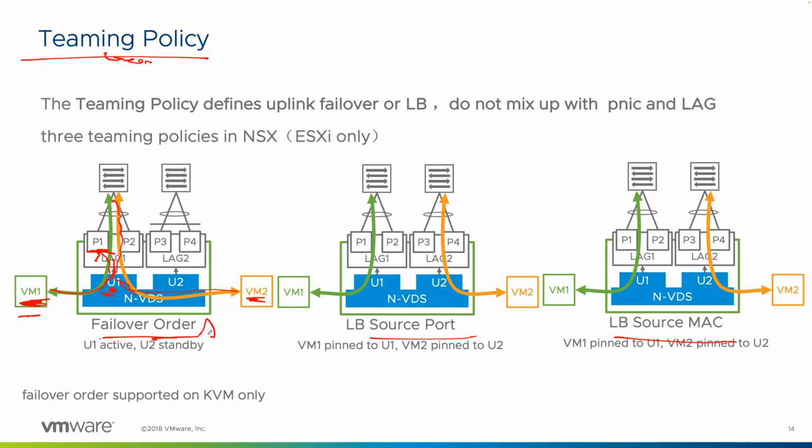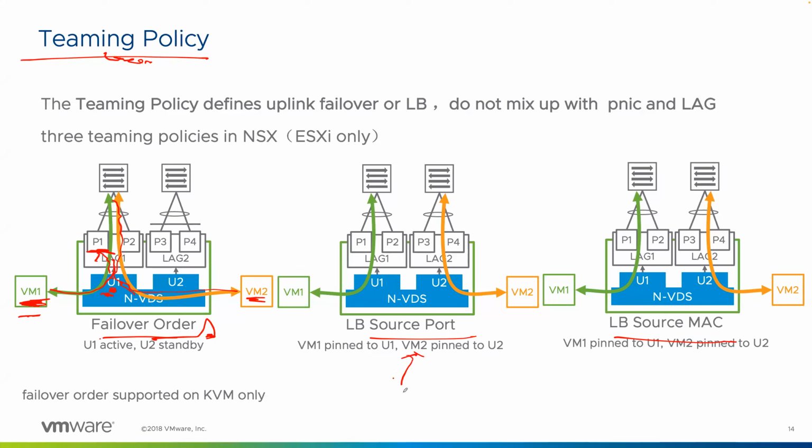That's the failover. That means if someday in the future the U1 uplink 1 failed, or P1, P2 failed, you can fail over to uplink 2 and leverage P3 and P4.